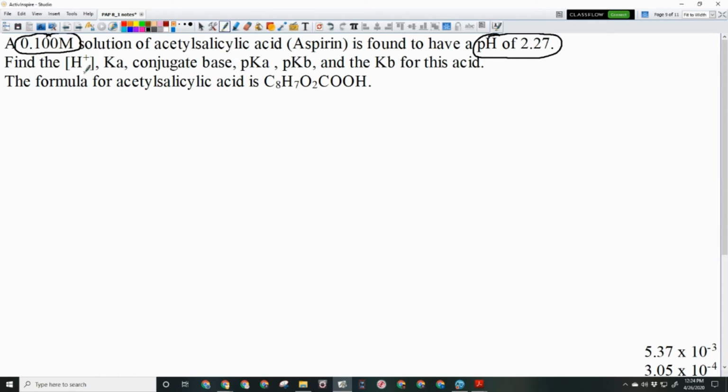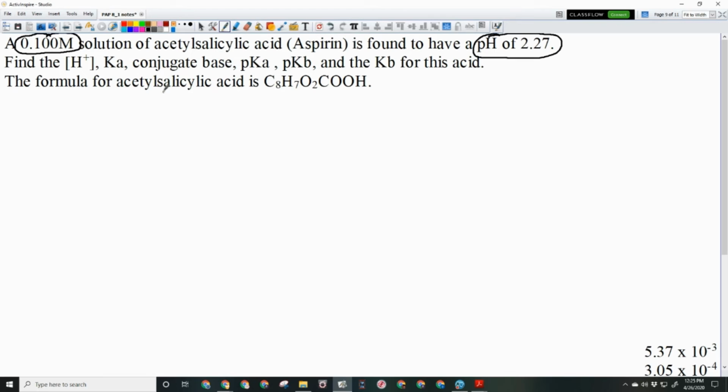Find the hydrogen ion concentration, the Ka, conjugate base, pKa, pKb, and Kb for this acid. So there's a lot that we're having to solve for. And the reason I put this in here is so that I can show you that you can solve for all of these with just limited information. Most questions that you're going to have, it's going to say solve for the hydrogen ion concentration, or calculate the Ka, or what is the conjugate base of acetylsalicylic acid, etc. It's only going to ask you for maybe one or two things. But here on this problem, we're going to do it all.